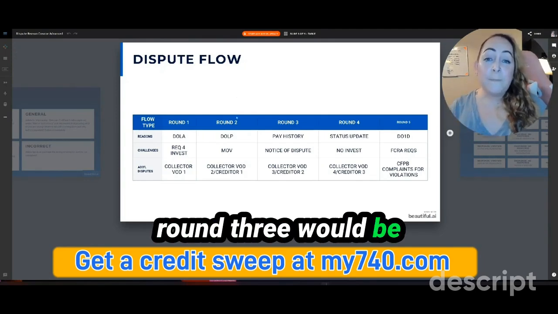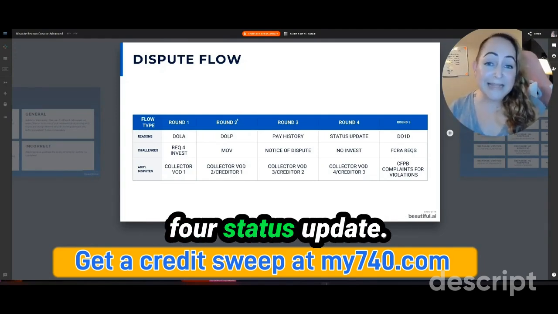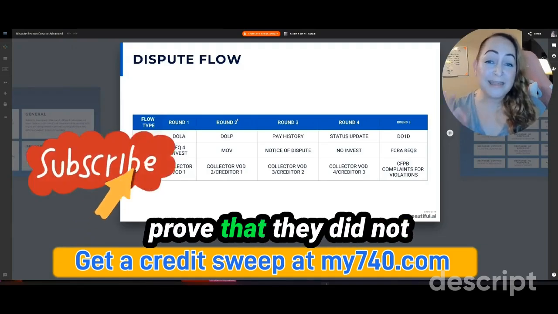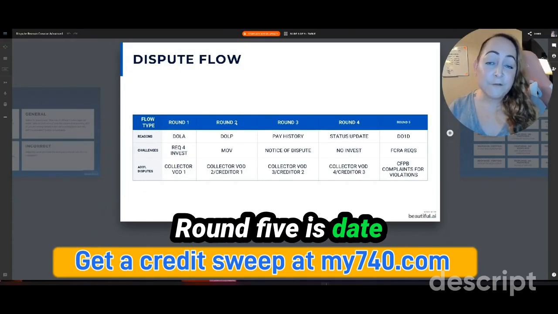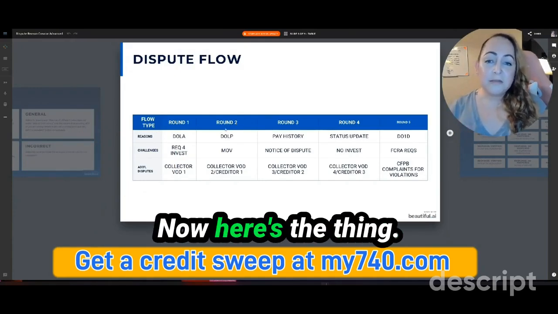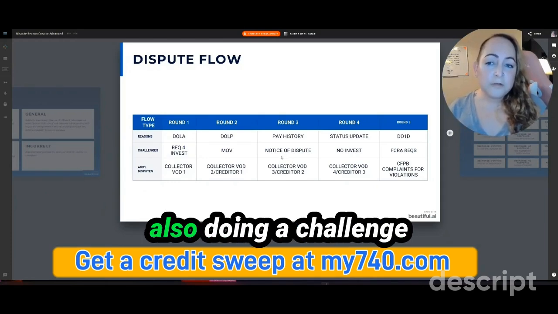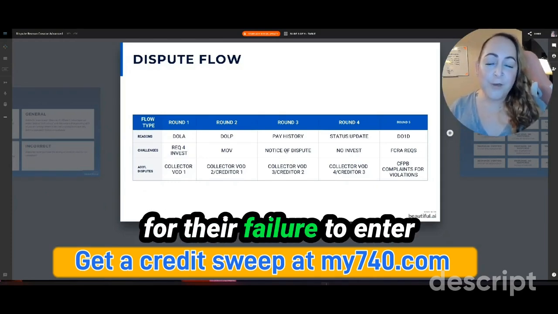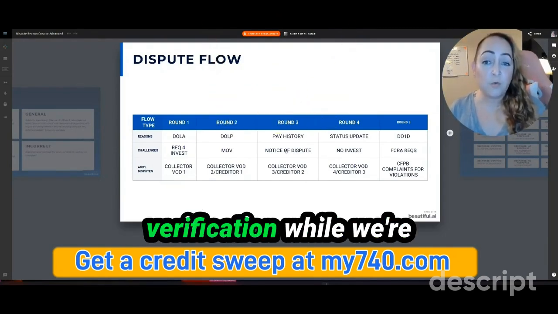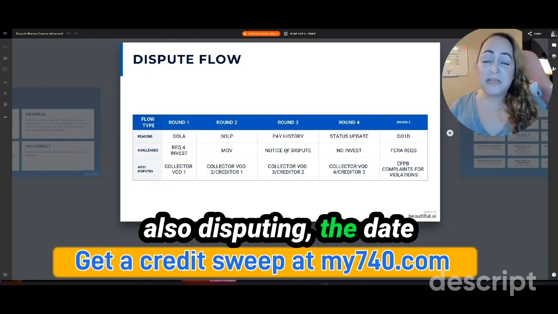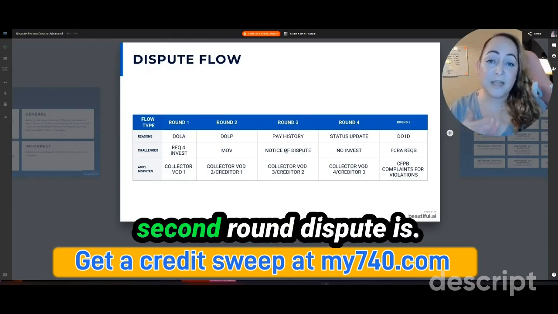Round 3 would be payment history. Round 4, status update, and that's where you prove that they did not even do an investigation. Round 5 is date of first delinquency. Now, here's the thing. On round 3, we're also doing a challenge for their failure to enter the notice of dispute. That's when we can actually ask for the method of verification while we're also disputing the date last paid or whatever your second round dispute is.